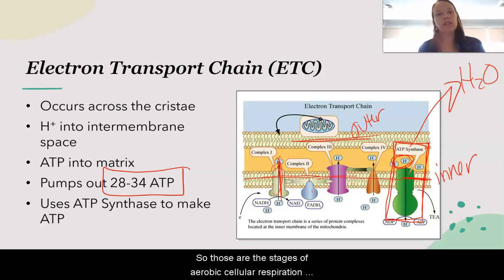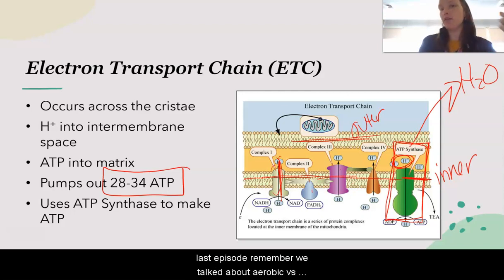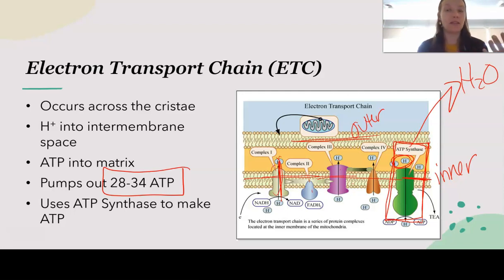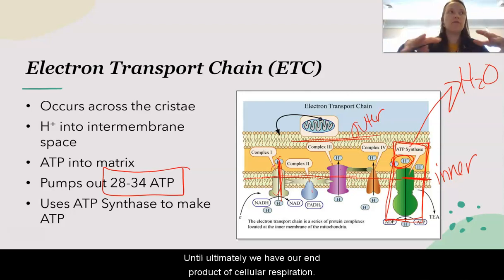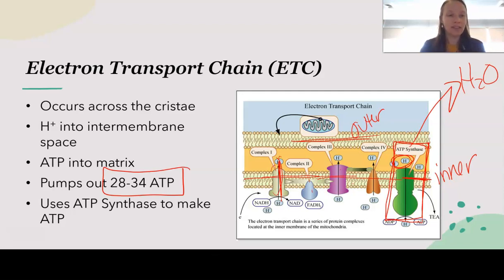So those are the stages of aerobic cellular respiration. Last episode, remember we talked about anaerobic, but here this is aerobic respiration. We go through glycolysis, the Krebs cycle, and the electron transport chain until ultimately we have our end product of cellular respiration. So let's take a pause here and do a little practice.